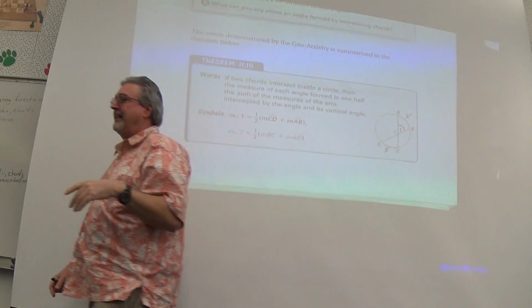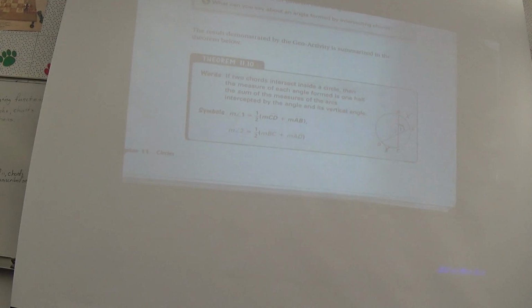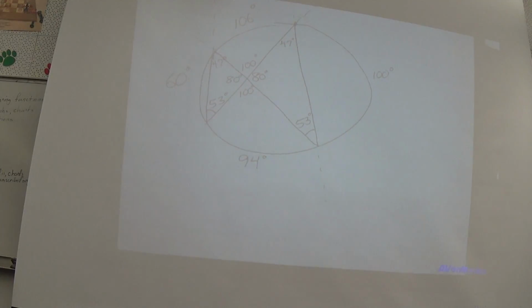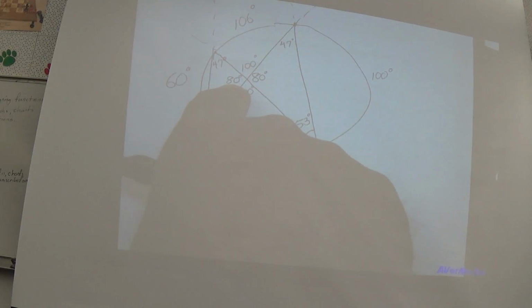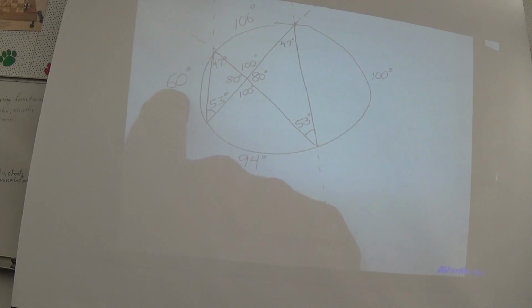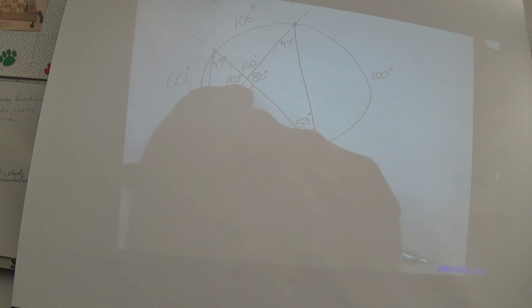So let's look back at that particular question you had on yesterday's paper, see if it works out. If you look at yesterday's paper, we're looking at two chords intersecting in a circle. The measure of this angle is 80 degrees. Let's see if it equals its intercepted arc plus its vertical angle's intercepted arc, divided by 2. Well, this arc here is 60 degrees. That arc there is 100 degrees. 160 degrees divided by 2 is 80 degrees. Yep.